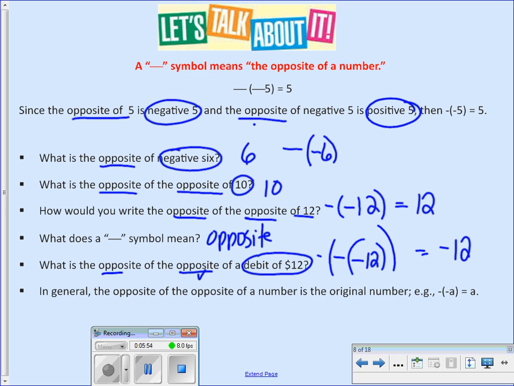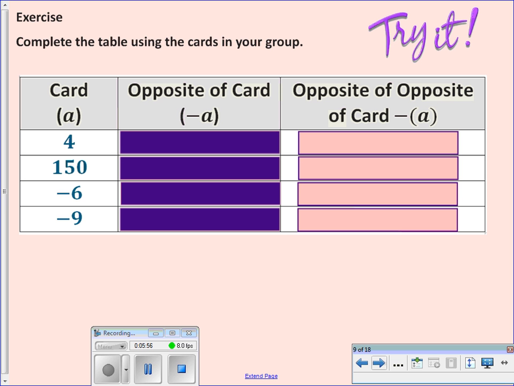Let's practice changing those words to symbols using the table on page 16. Now your table on page 16, the first column says player or person. You can just cross that out and then fill in the card column. So 4, 150, negative 6, negative 9. Now I don't want you writing it down while we're talking about it. We'll do the row first and then you can write it down. Because if you're writing, you're not looking and maybe not listening as much.